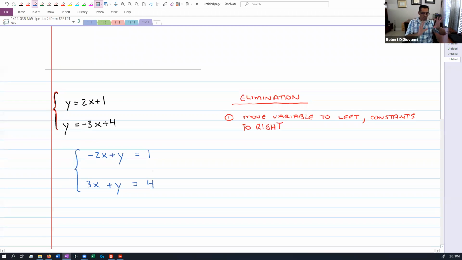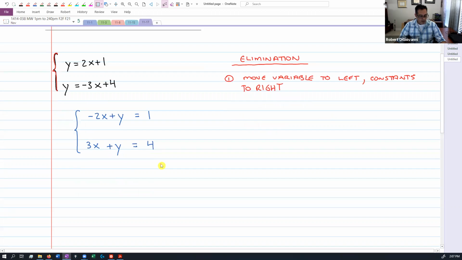Just move everything over. Also, make sure that you've lined up your x's and your y's, so your x's are on top of your x's and y's on top of y's. Don't do one where the x is first, then the y, and the other one is reversed. Make sure it's x, then y, x, then y. All right, you with me?